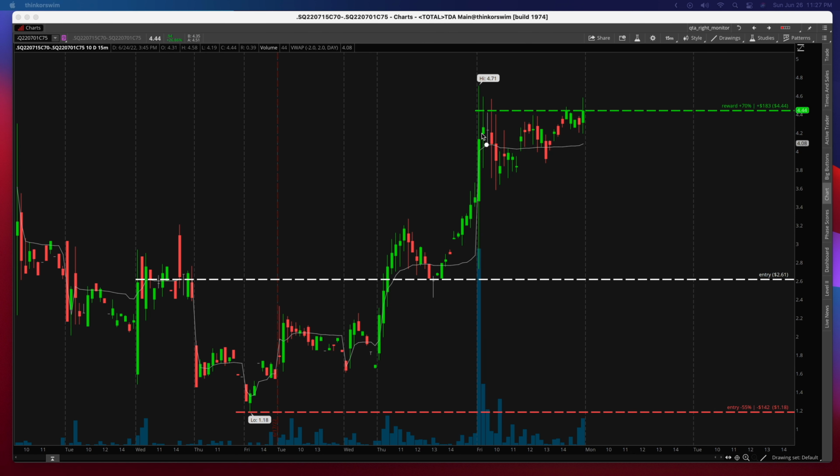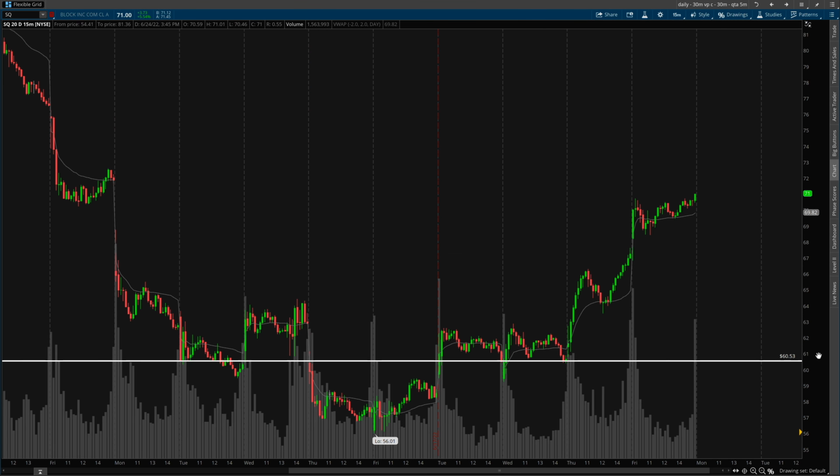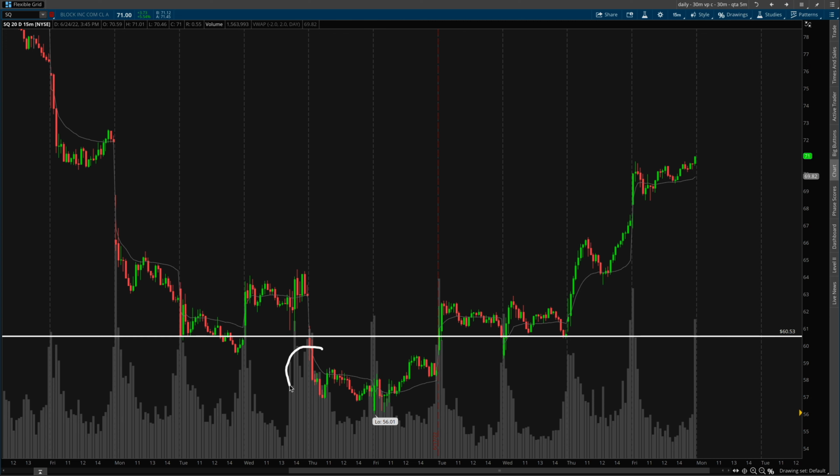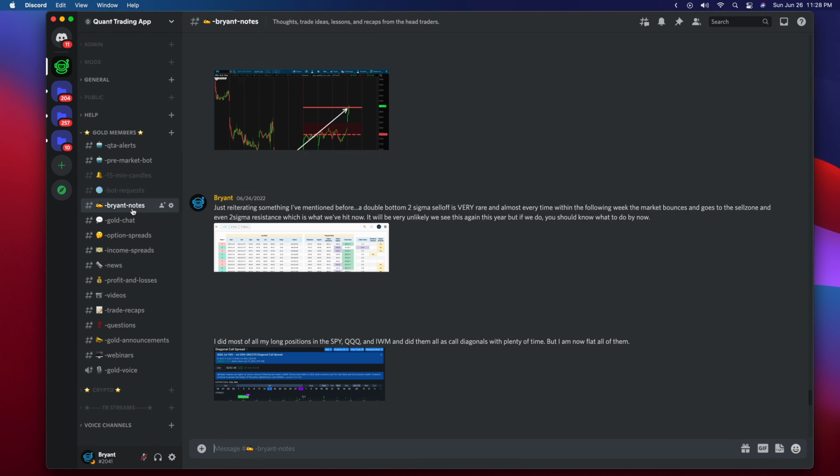Now the call diagonal spread I entered was a little bit aggressive, because I was expecting Square to make a very aggressive move very quickly, because I was expecting a huge bounce in the market. I did not expect this breakdown here. So I did take my stop loss, because I was down that 50%, and I never scaled into my second tier. Generally, the reason for me is because I was long a lot of contracts here.